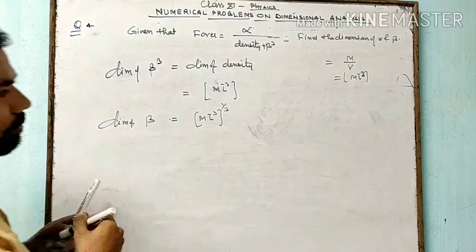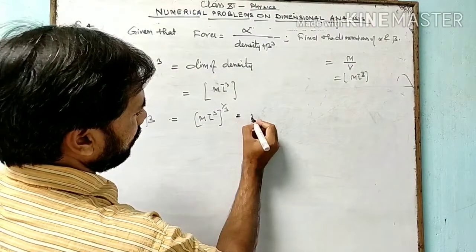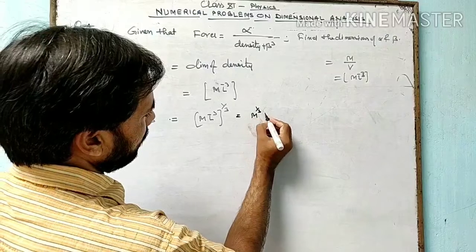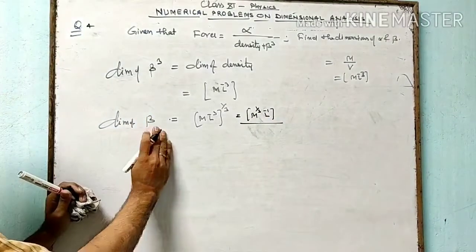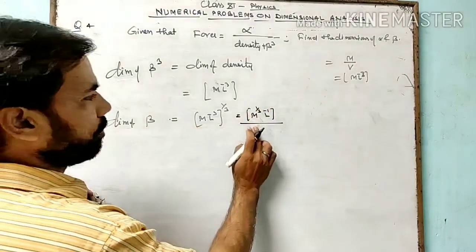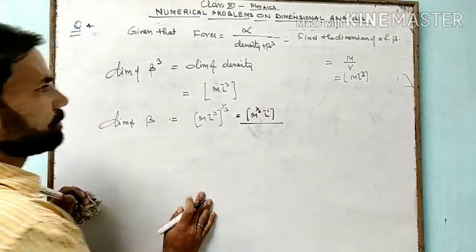So beta has dimension equal to ml minus 3 whole to the power 1 by 3. That's equal to m raised to the power 1 by 3 and L raised to the power minus 1. So that's very simple. The dimension of beta is equal to m raised to the power 1 by 3, L raised to the power minus 1.